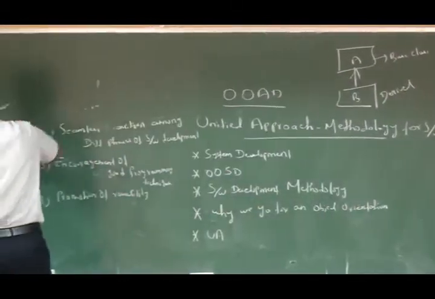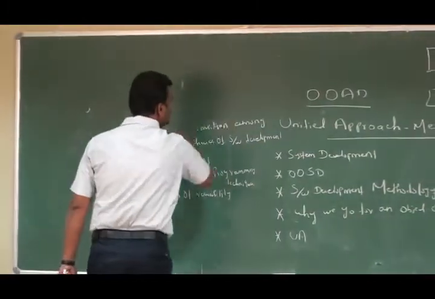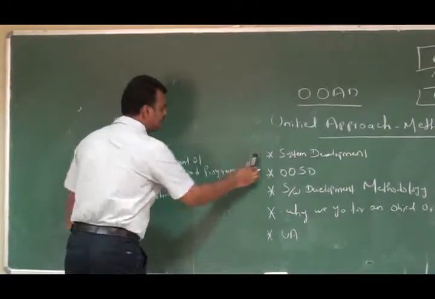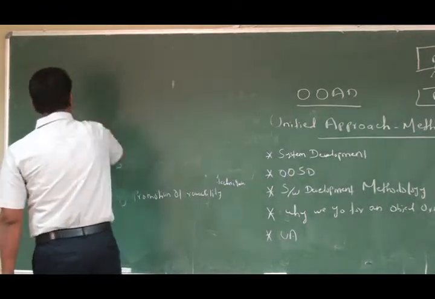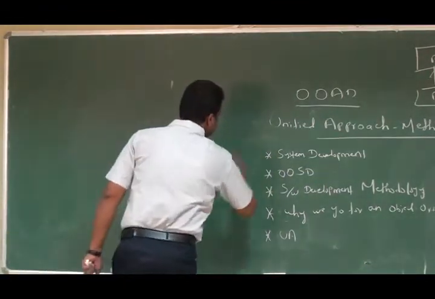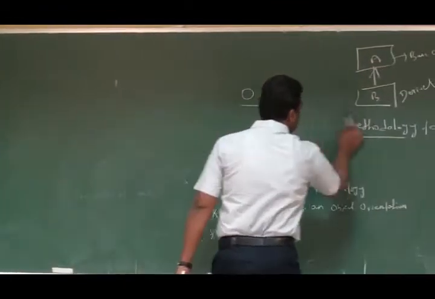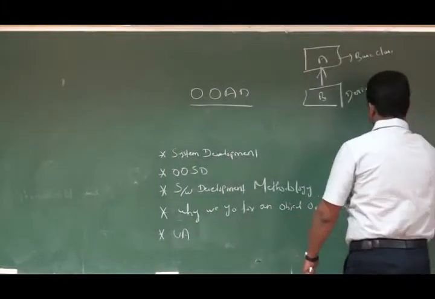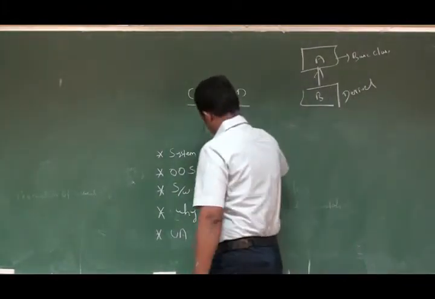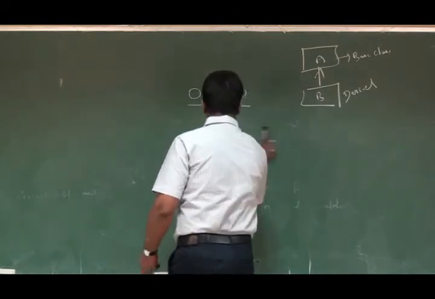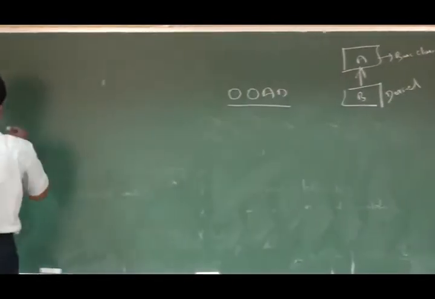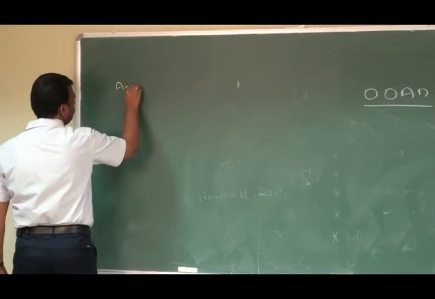What do you mean by unified approach? The unified approach is a methodology for software development. There are three phases of software development: the analysis phase, design phase, and the implementation phase. First, we are going to see the analysis phase.